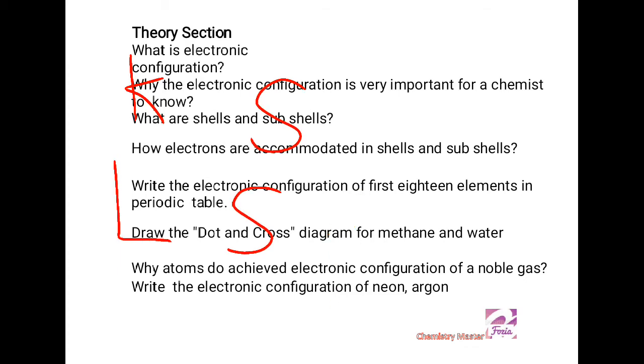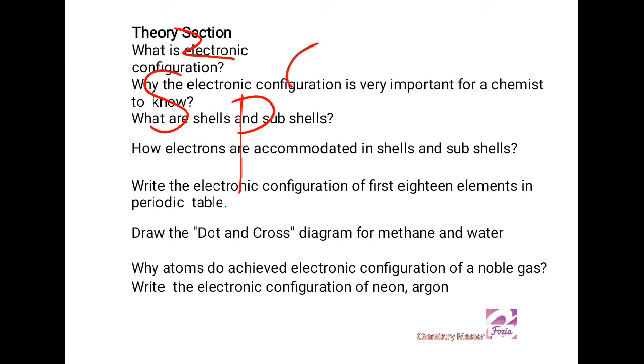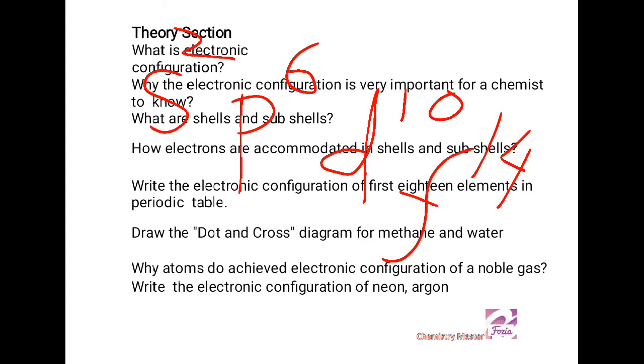Now when we sum up all the information about shells and subshells, we have to learn one thing: the S subshell can have 2 electrons, the P subshell can have 6 electrons, the D subshell can have 10 electrons and the F subshell can have 14 electrons in it.